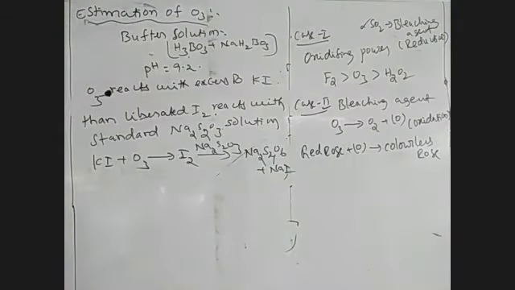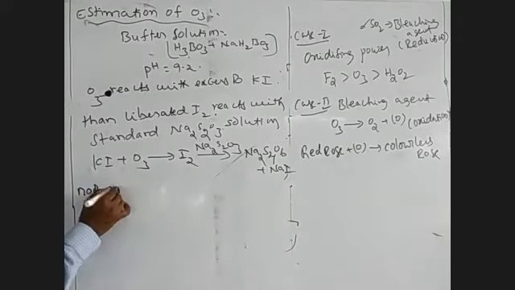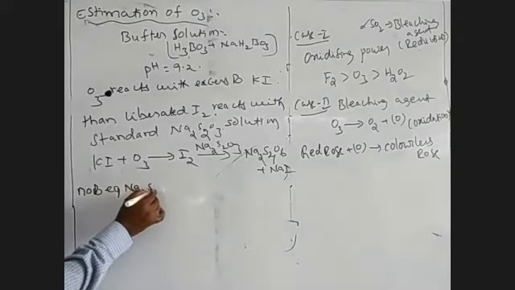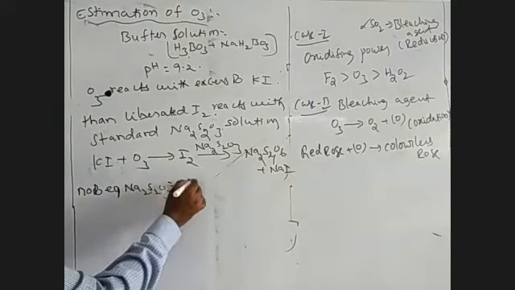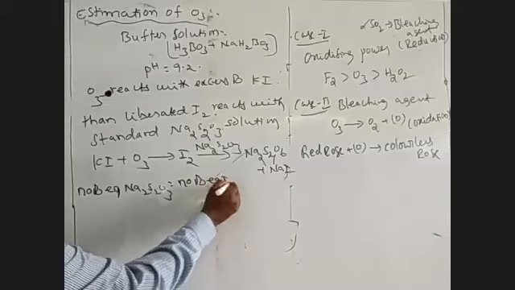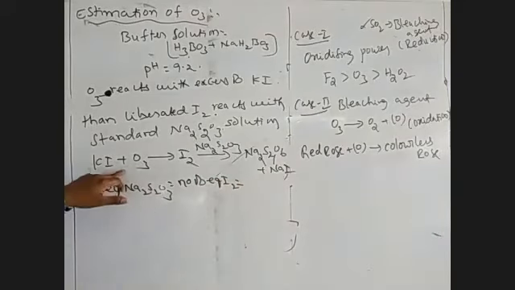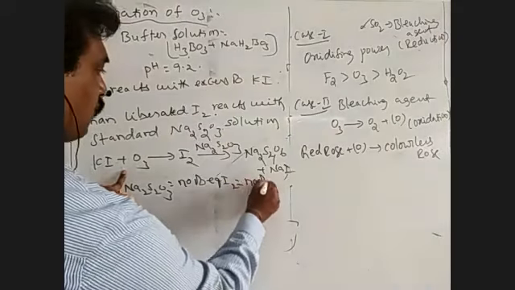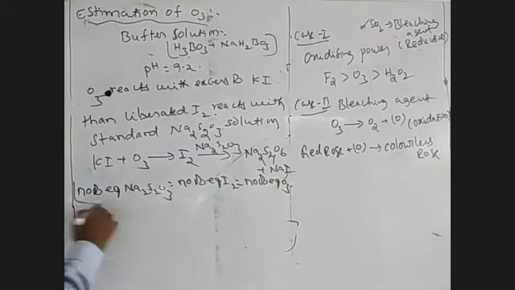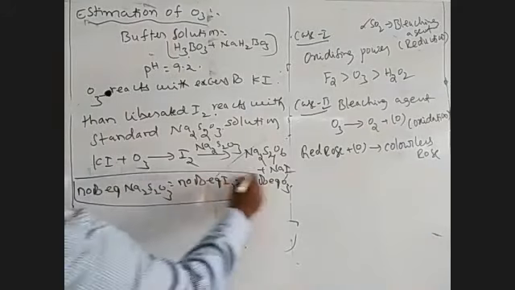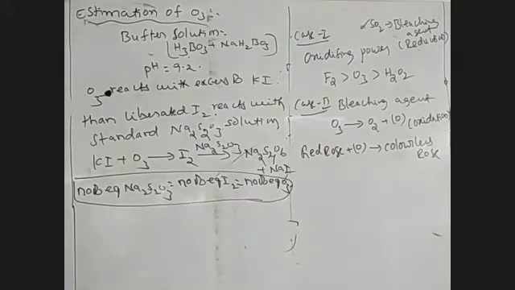According to this, in a chemical reaction, the number of equivalents of Na2S2O3 is equal to the number of equivalents of I2. The number of equivalents of I2 released is equal to the number of equivalents of ozone present in the mixture. So the number of equivalents of hypo solution is equal to the number of equivalents of I2, which is equal to the number of equivalents of O3. This is the estimation of ozone.